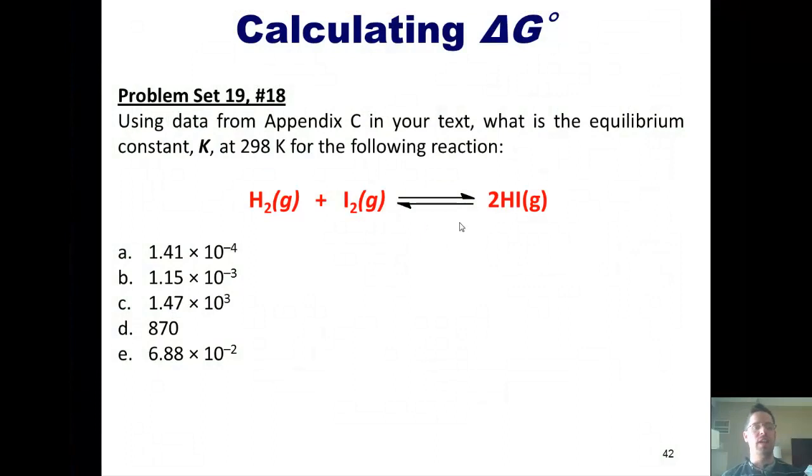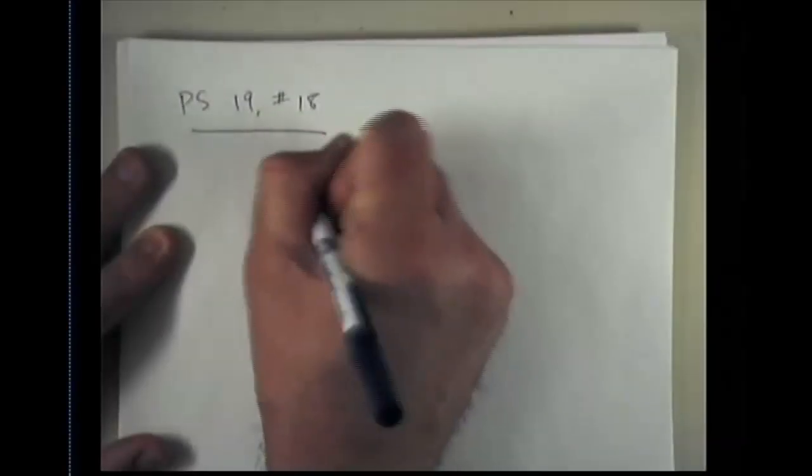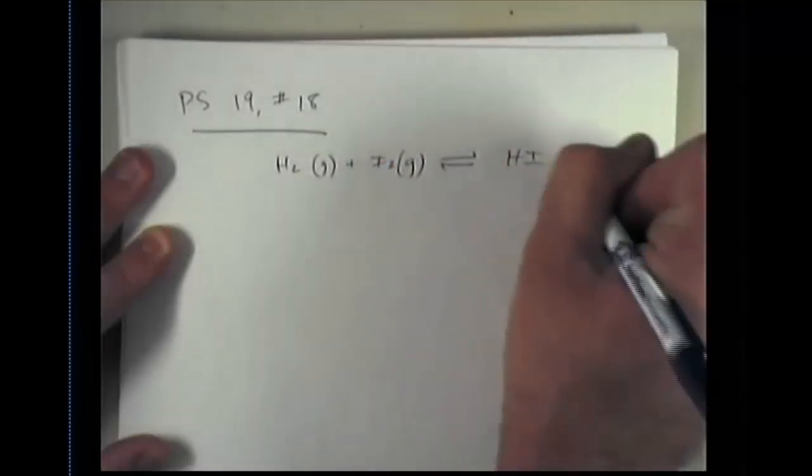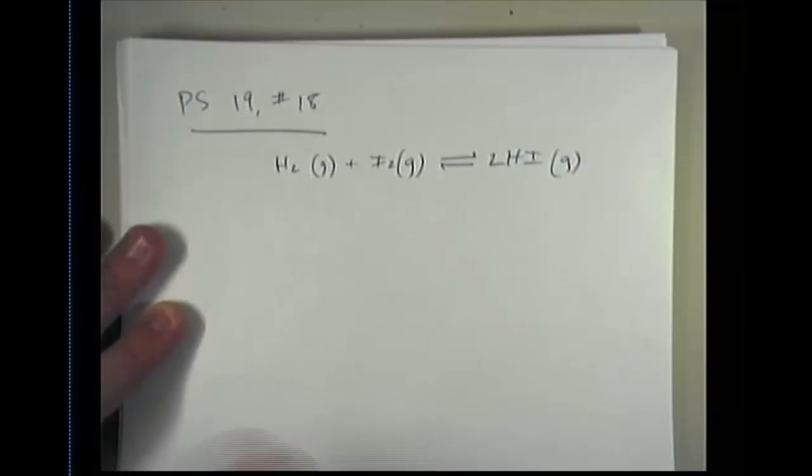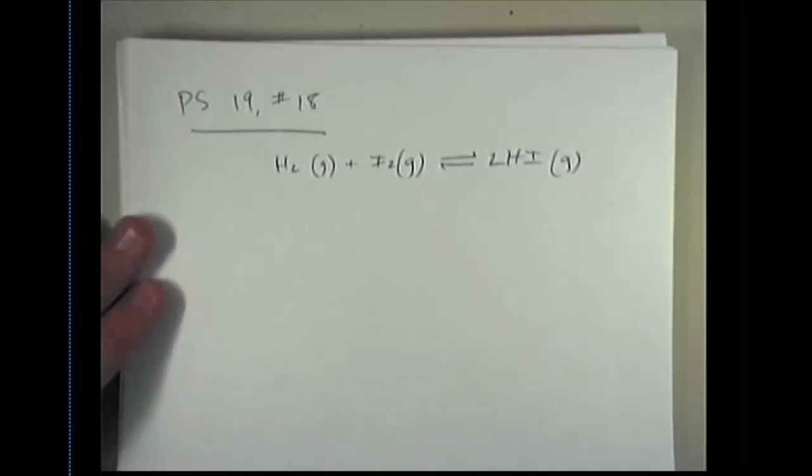And now to question 18. Using data from Appendix C in our text, what is the equilibrium constant K at 298 Kelvin for this reaction? Once again, I'll answer this by turning to the doc cam. We are given this reaction, hydrogen and iodine gases in equilibrium with iodic acid, also in a gaseous state. And we are asked to calculate the equilibrium constant K.